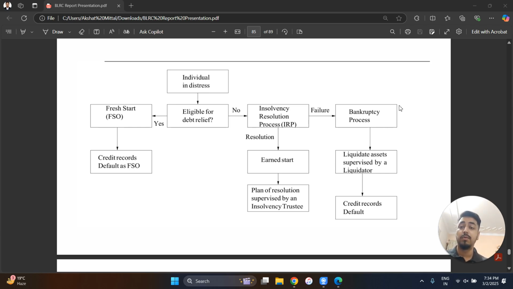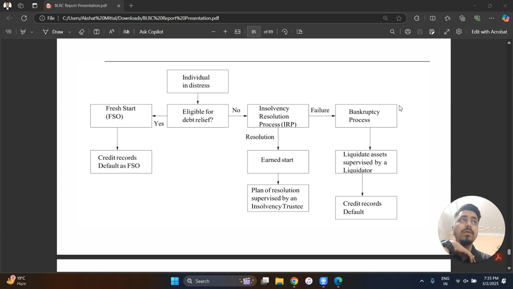This committee has proposed that whenever an individual is in distress, either he can be offered a fresh start, or his assets and liabilities can be restructured to provide him with a second opportunity to move forward with his business. This is how, briefly, the BLRC recommends provisions for an individual in distress. If an individual is eligible for debt relief in a manner that he can pay off some of the debts to the creditors, then the BLRC recommends that he should be given a fresh start. And a fresh start does not mean that his record of default will be erased. It only means that the claims of the banks will be extinguished, or in a better manner, satisfied to that extent, and the individual will be free to start his business from a new point.